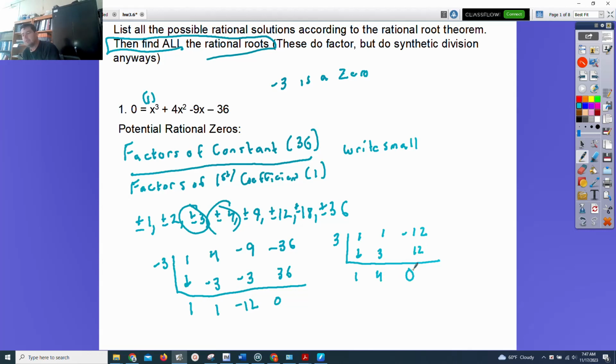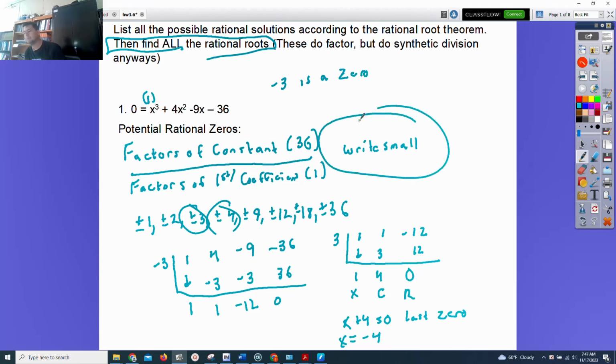And you could do synthetic division again if you'd like to, but you could remember this is the remainder, this is the constant, this is x. x plus 4 equals 0 is the last zero. So x is negative 4. That didn't go so bad. Hopefully you did that. Hopefully you wrote small. All right. I need to go off to do enrollment. I'll be back in just a minute to finish this up.